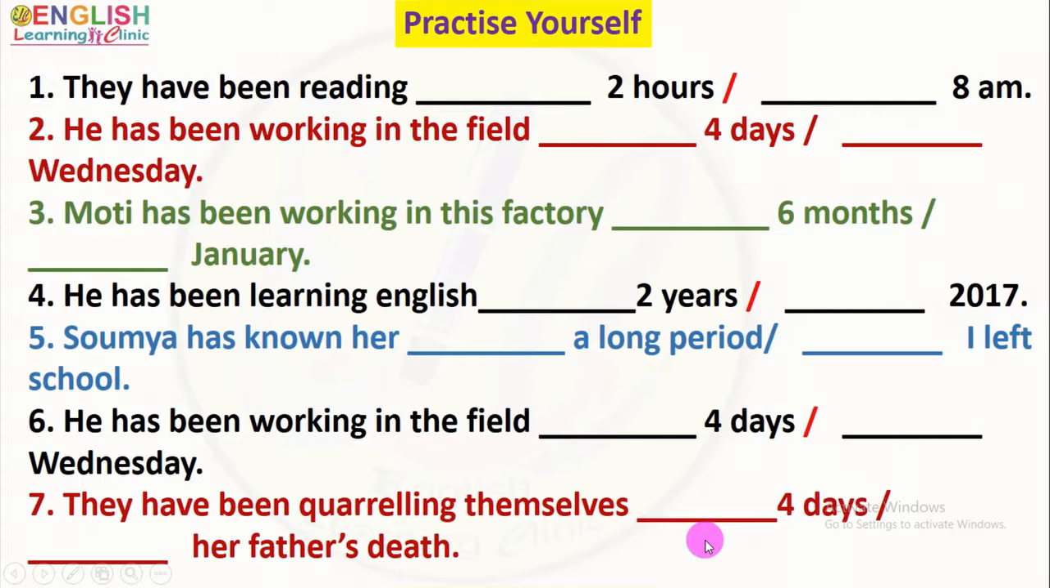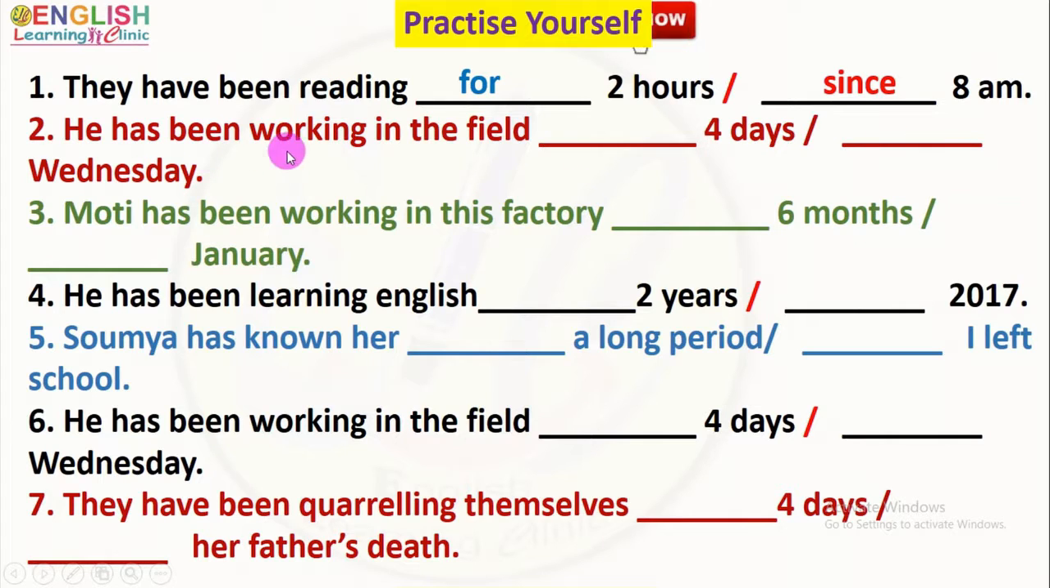Now do this exercise yourself. They have been reading dash 2 hours or dash 8 am. This indicates a period of time, so "for" is used before it. This indicates a point of time, so "since" is used before it.